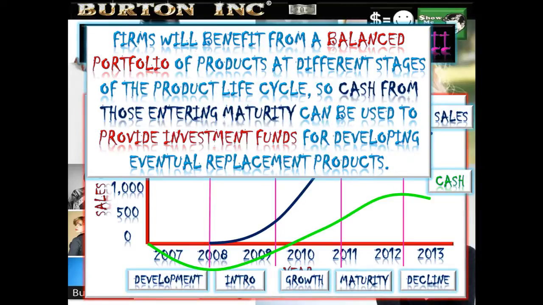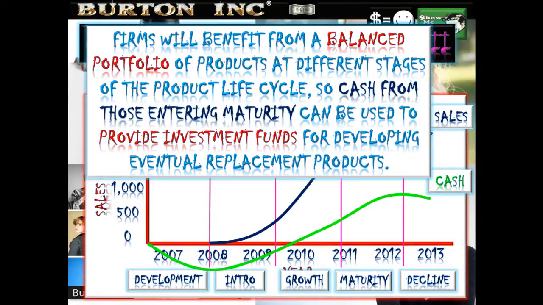Right, here's a key point. Firms will benefit from a balanced portfolio of products at different stages of the product life cycle. So what does that mean? It means you don't want to follow one product through from research and development right through to the decline. Think, hold it, right, panic, we need a new product now. So they need a balanced portfolio of products at different stages of product life cycles.